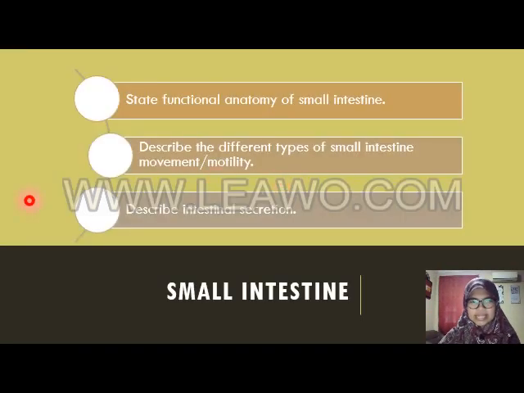So at the end of this lecture, I hope that our students will be able to state the functional anatomy of the small intestine. How does the anatomical structure actually fit with its function? Secondly, to describe the different types of small intestine movement and motility, basically how the food is moved about in the small intestine, and also to be able to describe intestinal secretion.